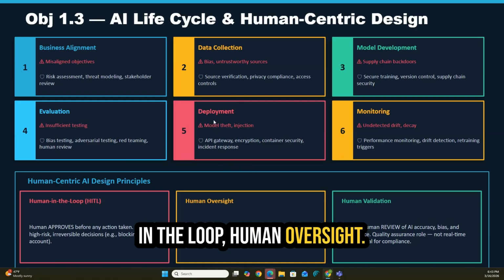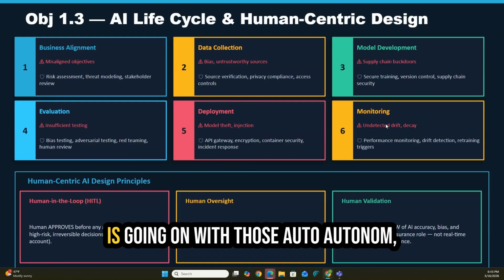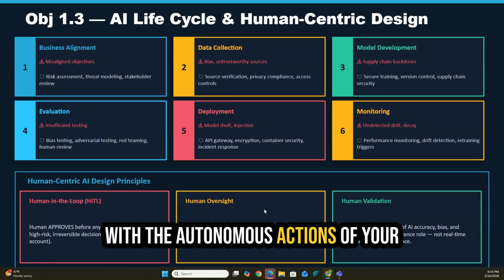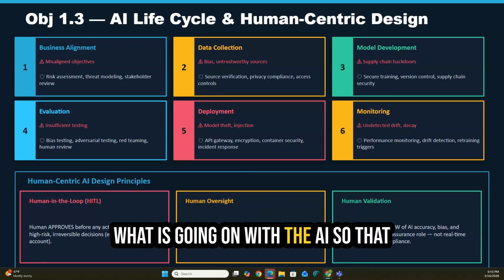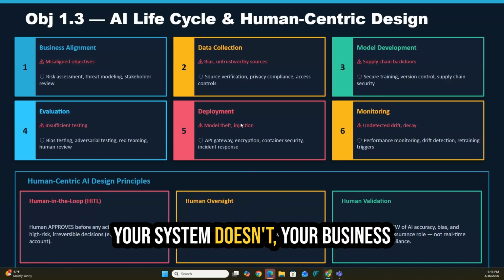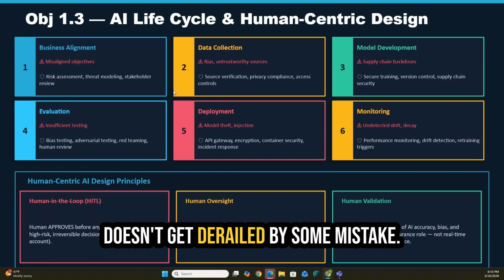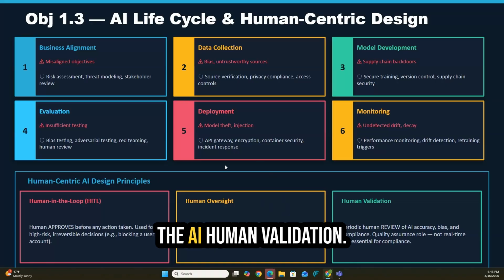Human oversight. So this person is monitoring what is going on with the autonomous actions of your AI, and that person can override what is going on with the AI so that your business doesn't get derailed by some mistake or misconfiguration of the AI.